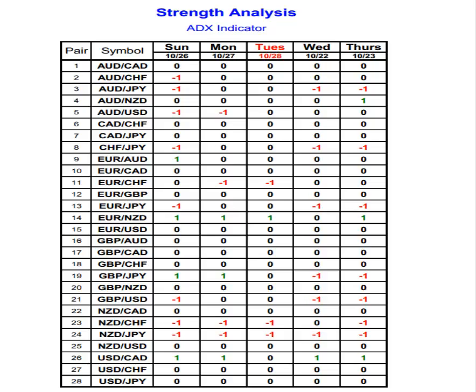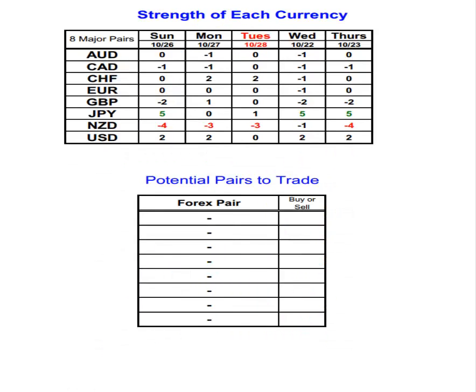Here's the ADX analysis chart for Tuesday, October 28th. Please compare this with the results of your analysis. From the ADX analysis and our strength calculator, we have the following currency strengths. There aren't any strong currencies, and there's only one weak currency. There aren't any qualified pairs.